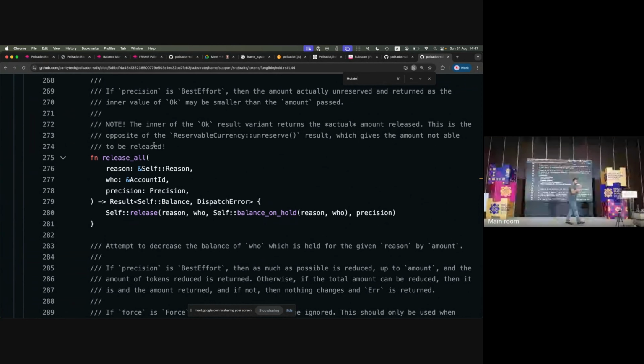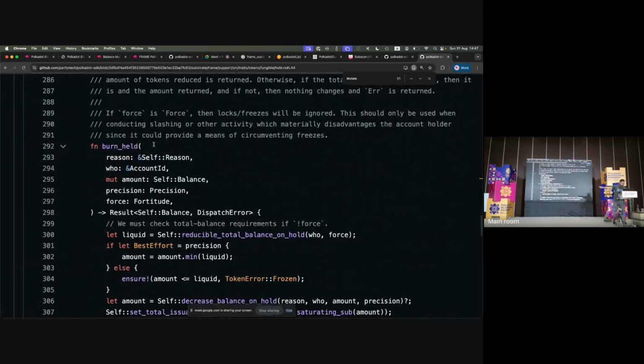Notice that there's a reason in almost all of these APIs, which means when you do release all, you are releasing only for some named reason. What is the named reason? Every palette that wants to do a hold can put one or many reasons. For every hold that you do, you say, okay, this hold is for this reason, and you only update based on that reason. You cannot go and update some other reason's hold.